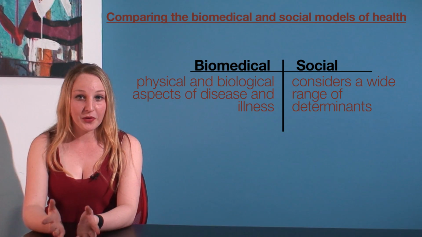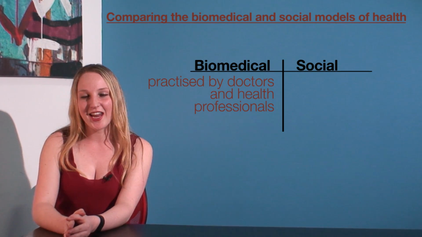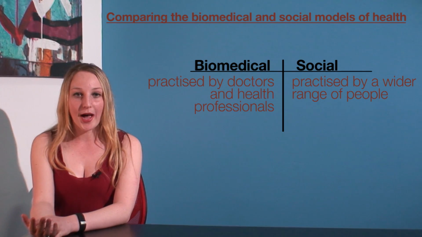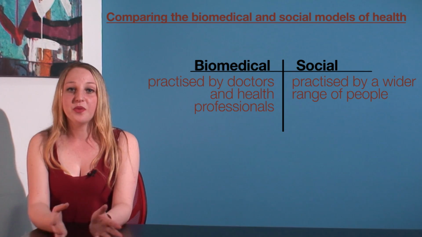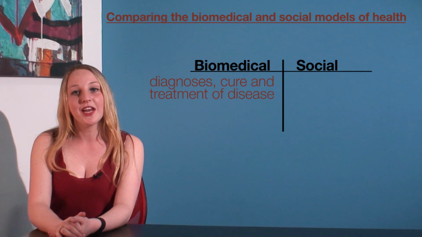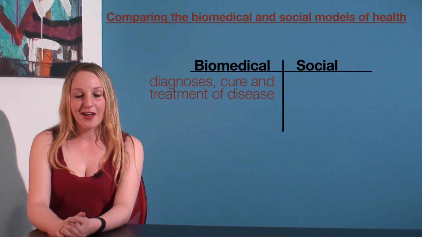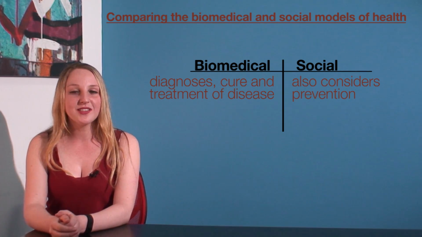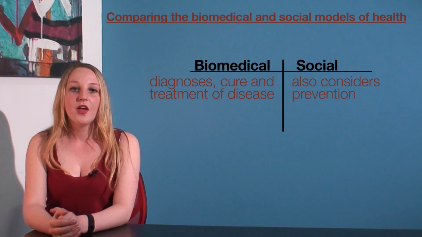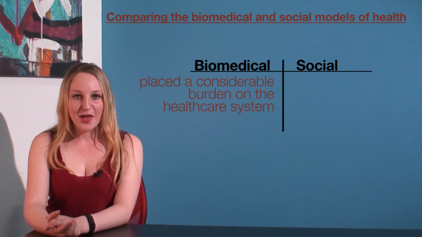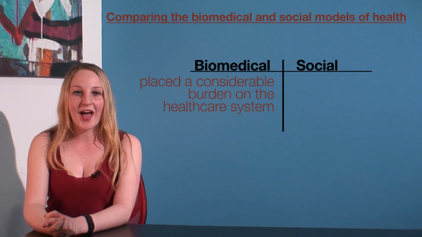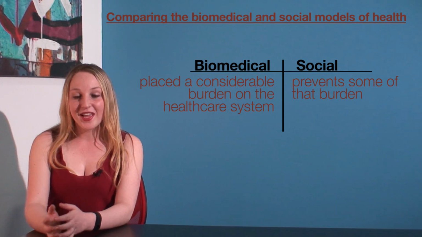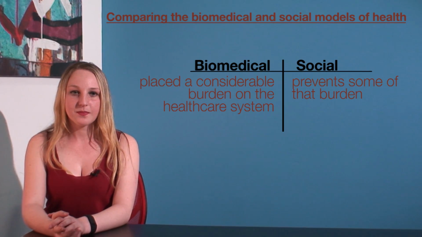The biomedical model is practiced by doctors and health professionals, whereas the social model can be practiced by a wider range of people. The biomedical model is associated with the diagnosis, cure, and treatment of disease, whereas the social model also considers prevention. The biomedical model of health placed a considerable burden on the healthcare system, whereas the social model of health prevents some of that burden.